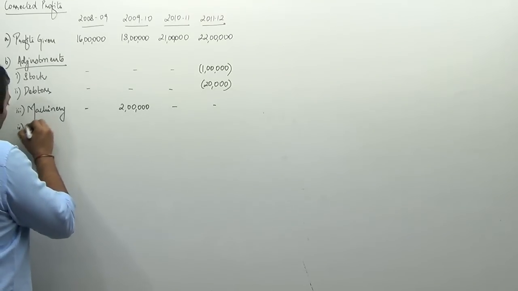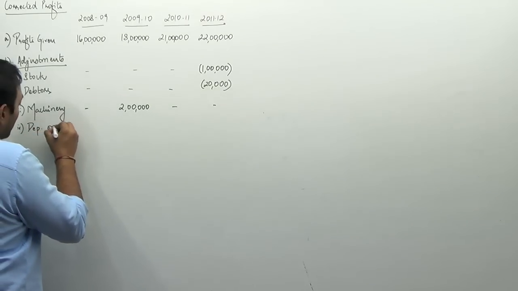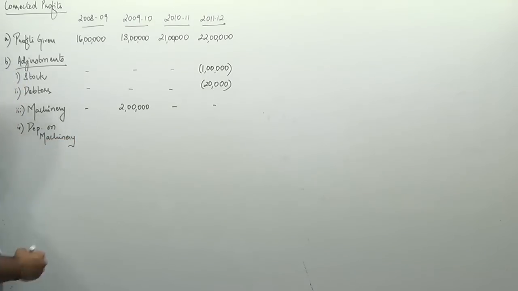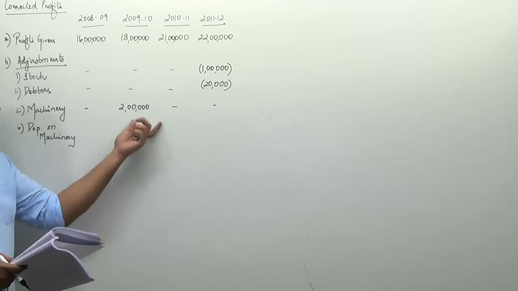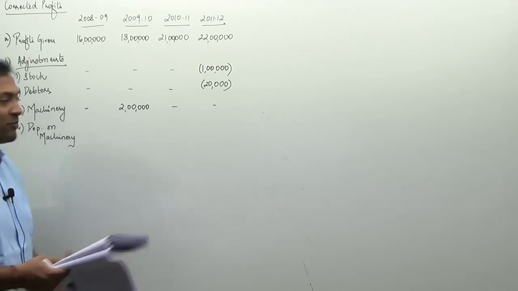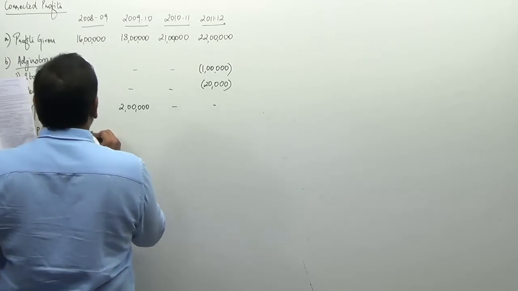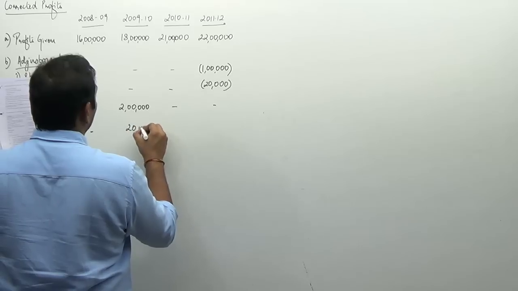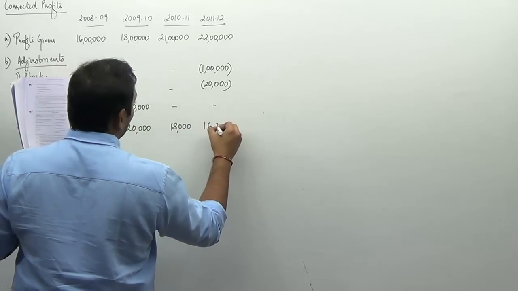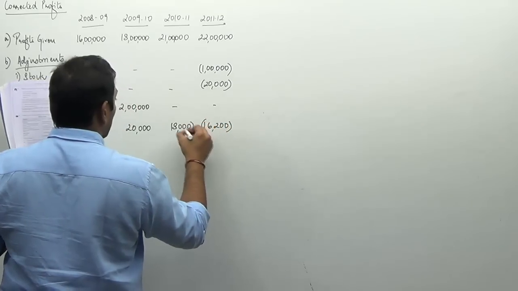But do not forget to give depreciation on this machinery. Impact of depreciation to be given on a WDV basis at the rate of 10%. Guys, that's why he did not write per annum. The reason is, when was this purchase? He never said. So when he's not writing per annum, irrespective of the number of months, we have to take full year depreciation. 10%: first year 20,000, then 18,000 and 16,200. Depreciation reduces the profits.